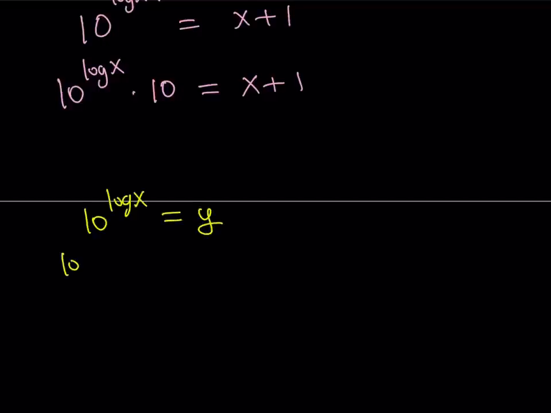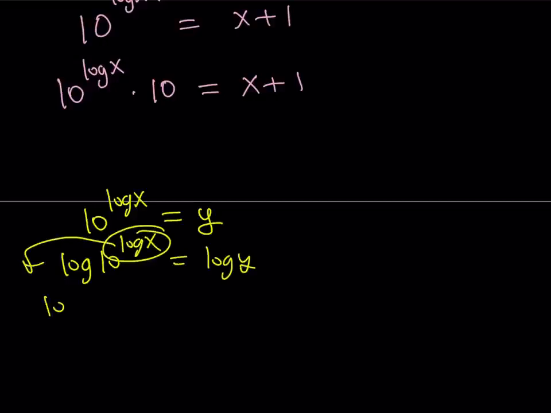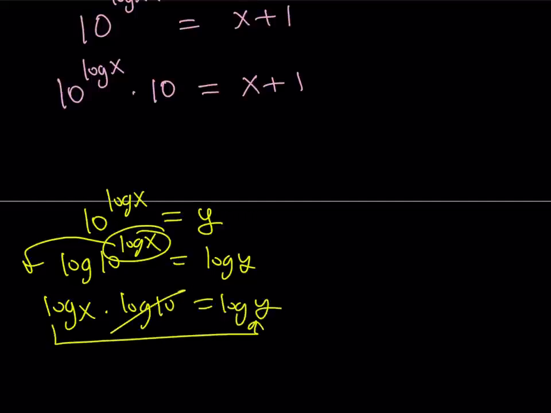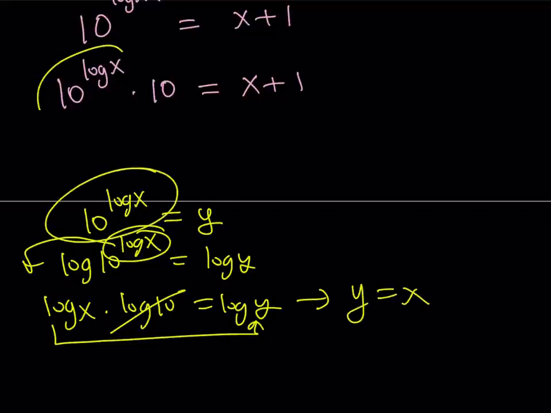So I'm going to take the log of both sides. Log of 10 to the power log x equals log y, and then I'm going to move the log x to the front. Log x times log 10 equals log y, but log 10 is 1, therefore log x equals log y, therefore x equals y, or y equals x, which means this expression is actually nothing but x. Great. So this is supposed to be x, and from here I'm going to get my equation.